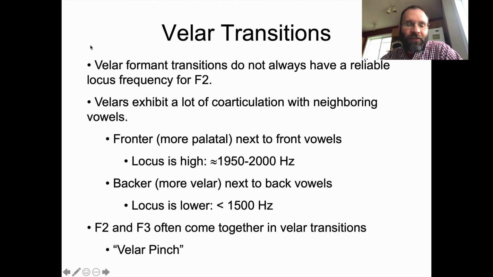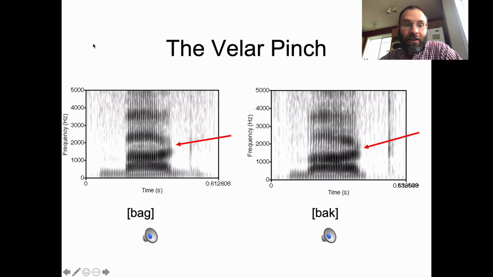What we do often see with velar transitions in English is that F2 and F3 come together in what we know as a velar pinch. We have already seen this in the initial Armenian articulation that I showed you a few slides ago, "bug," where F2 goes up and F3 comes down, and they get pinched together to let us know that we have a velar stop here at the end.